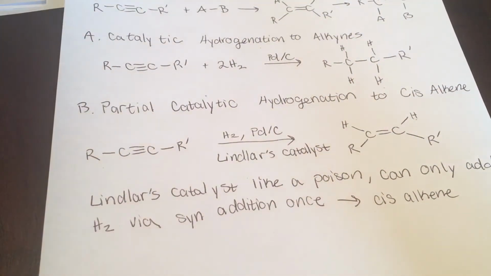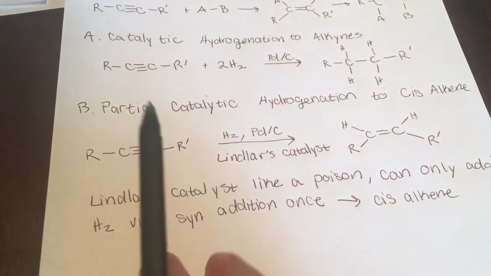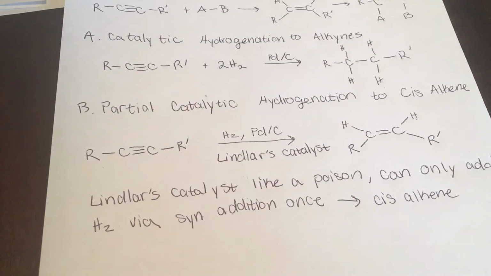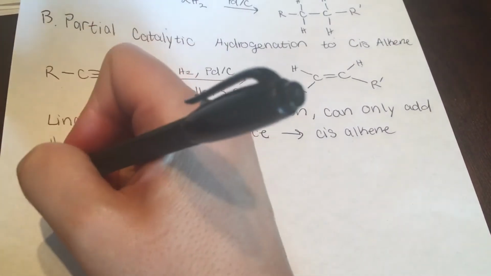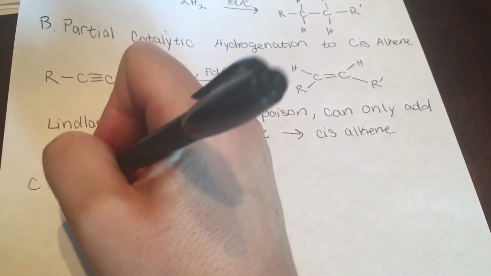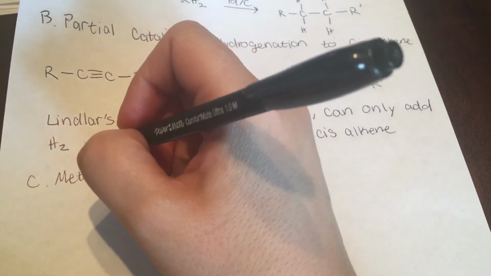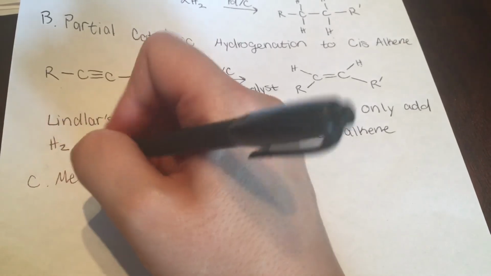Okay? So, let's say you didn't want the cis alkene from a triple bond. Let's say you wanted the trans alkene from the triple bond. Well, organic chemists have got your back because they wanted that too. So that's going to be our next reaction. And this is just called a metal ammonia reduction to a trans alkene.